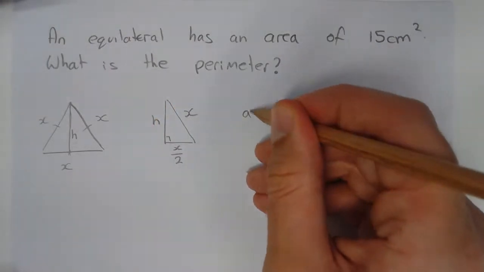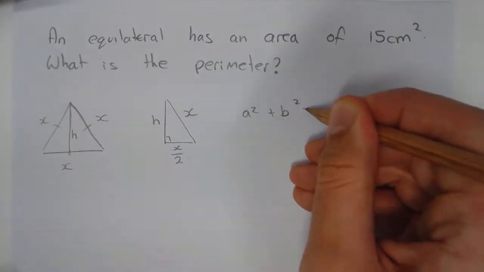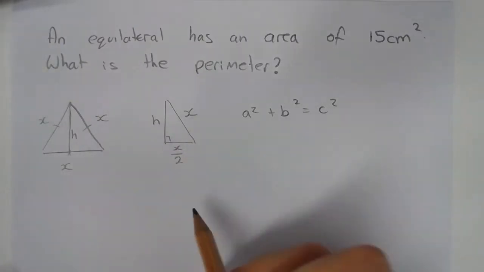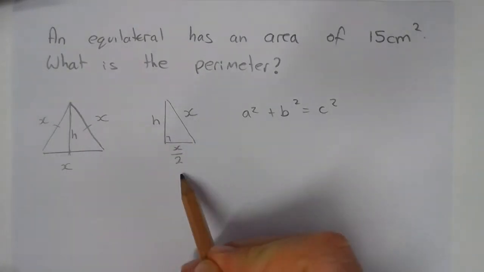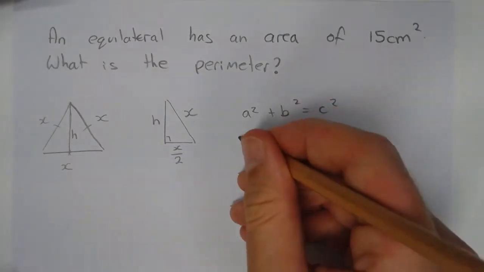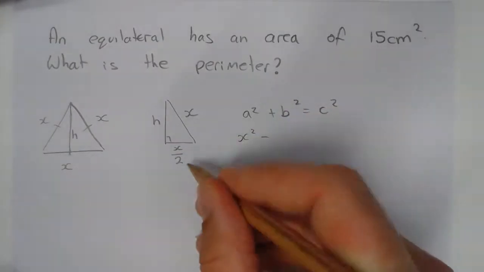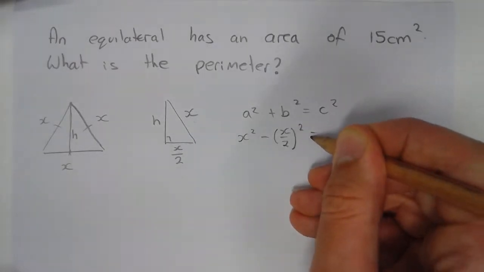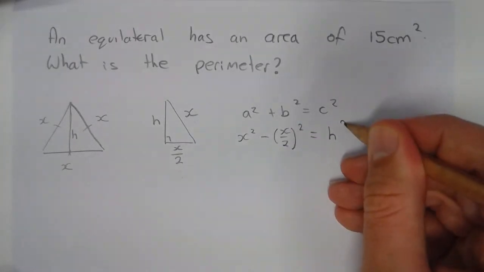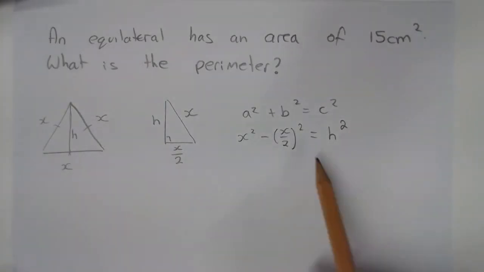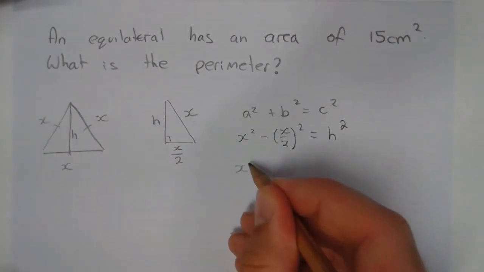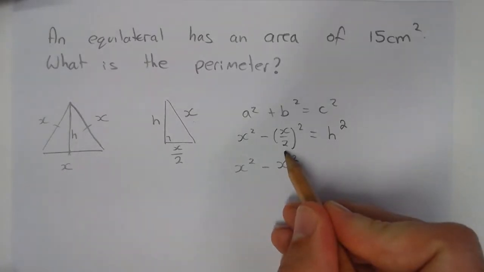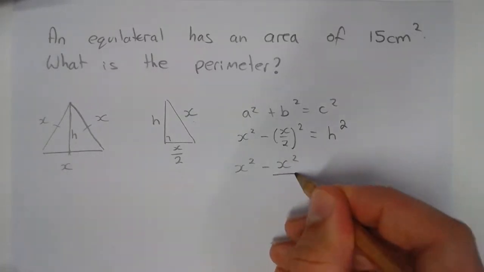So using Pythagoras, that squared plus that squared must equal that squared, or that squared take away that squared will give us h squared. So let's write that one out. x squared minus all of that squared must equal h squared. Now let's make this look a bit tidier. So first of all, let's expand out this bracket. x times x is x squared, and on the denominator 2 times 2 is 4.